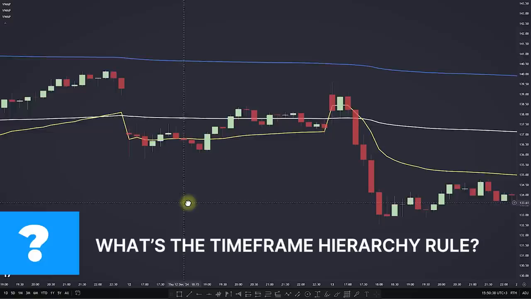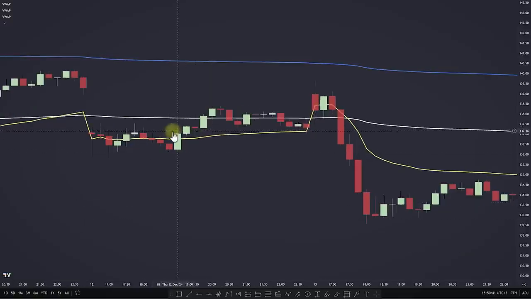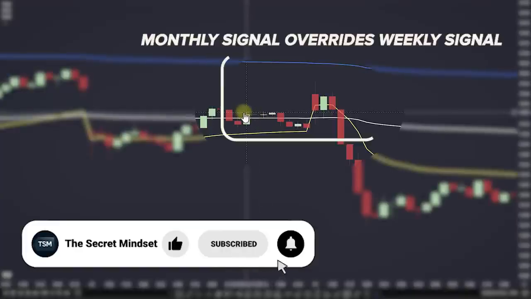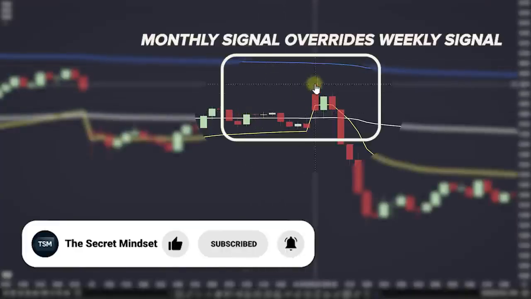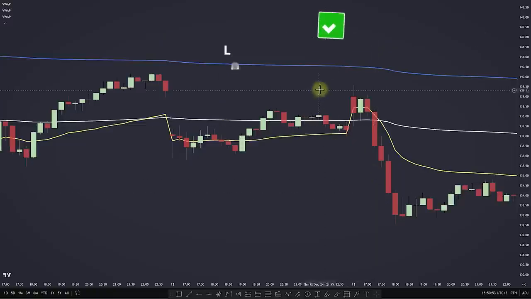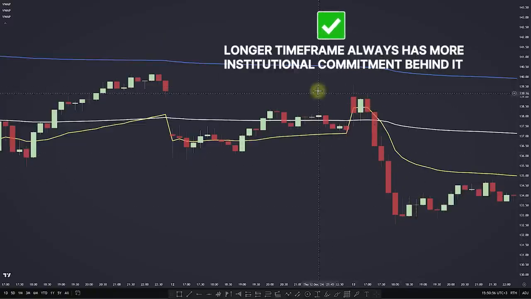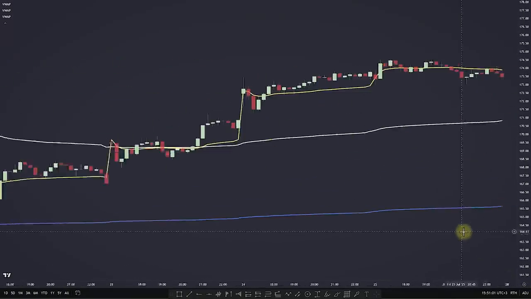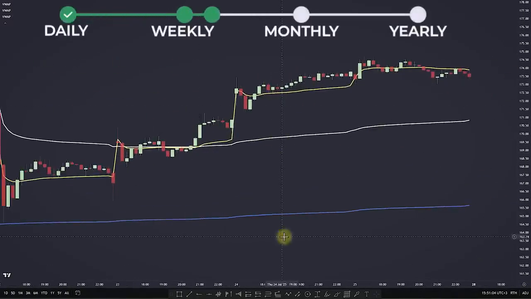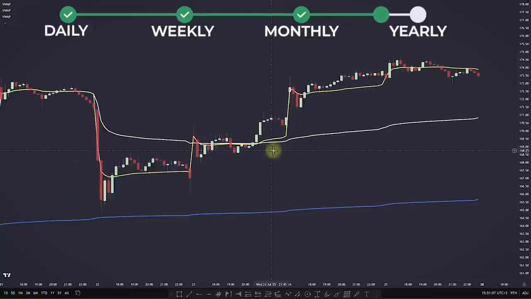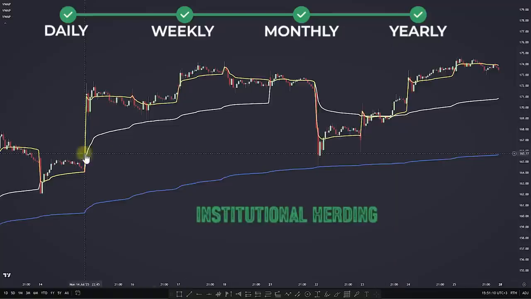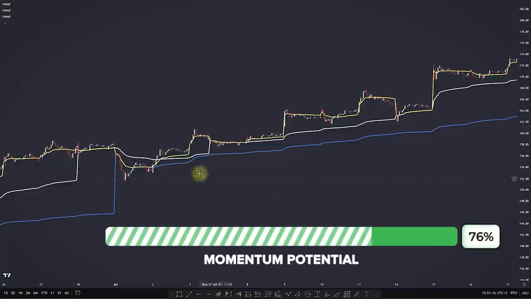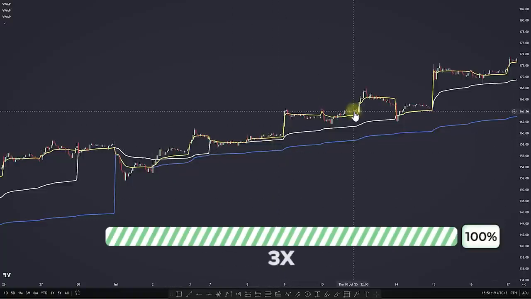Now here's the hierarchy rule that governs everything. When daily says buy, but weekly says sell, weekly wins. When weekly says buy, but monthly says sell, monthly wins. The longer time frame always has more institutional commitment behind it. This creates incredible opportunities. When all time frames align, daily, weekly, monthly, and yearly VWAP all broken in the same direction, you're witnessing institutional herding. These moves typically run 3 times farther than normal because every algorithm is triggered at once.